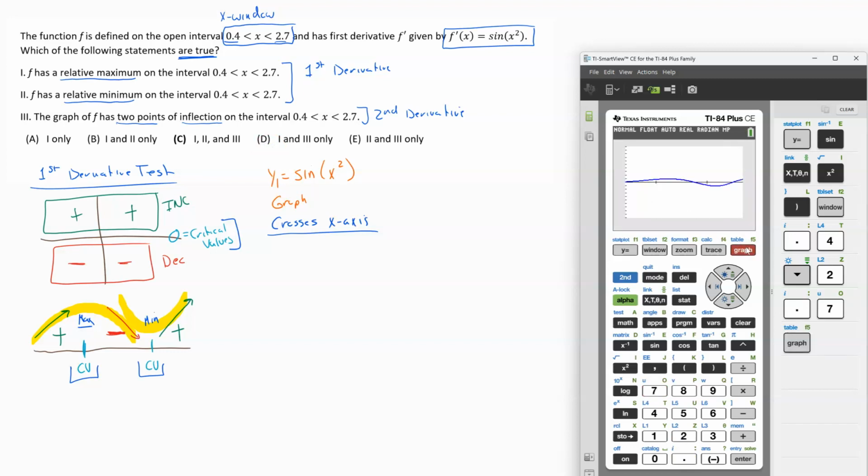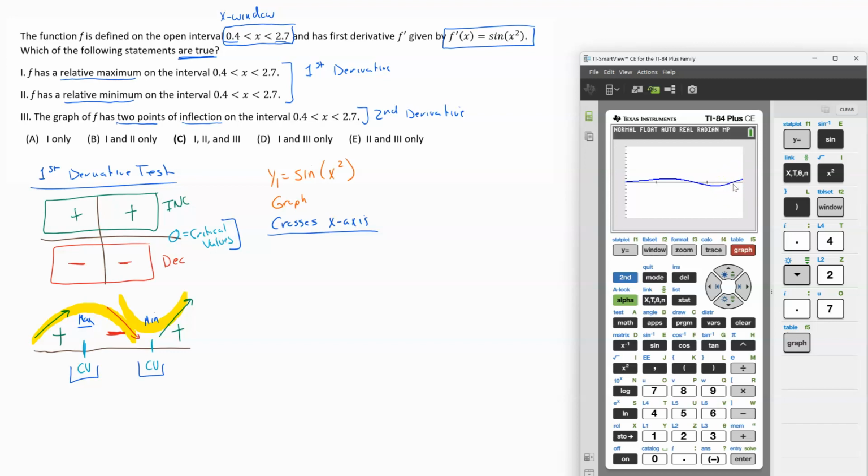You could squeeze down your y min and max if you wanted this to look better. But what you should notice as you look at this graph is that we have one place where it's crossing right here and another place where it's crossing the x-axis right there. Those are our two critical values.